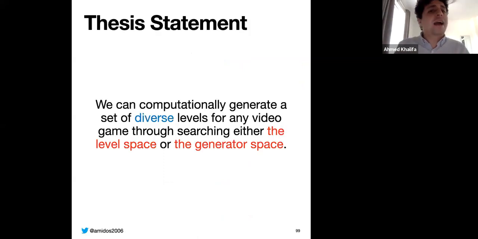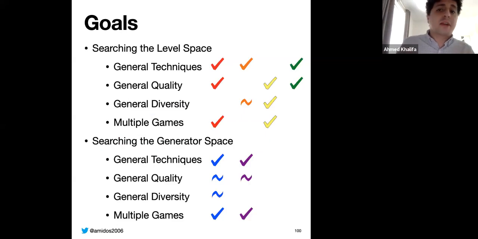So looking back at the thesis statement, it says we can computationally generate a set of diverse levels for any video game through searching either the level space or the generator space. I think we did a good job in doing that. Looking back at the goals again, for searching the level space, we found new algorithms that can be used to generate levels. We can find another algorithm that can be used to stitch levels into bigger levels. We propose general quality metrics and general diversity metrics that can be used on multiple different games, and we even tested them on a lot of different games.